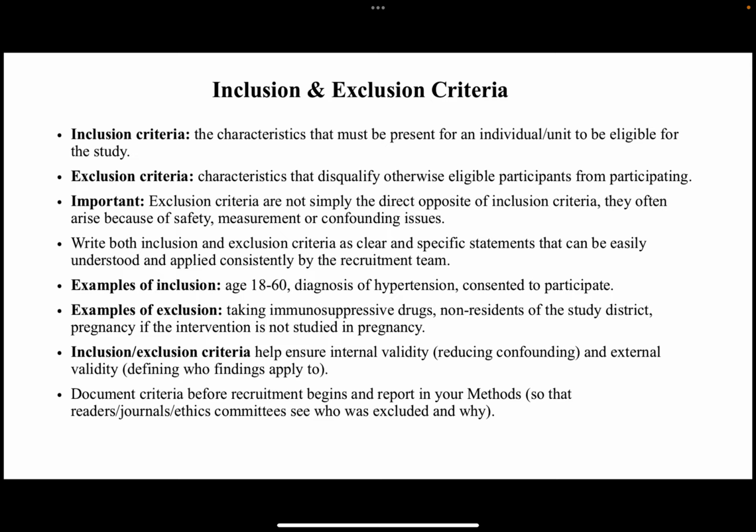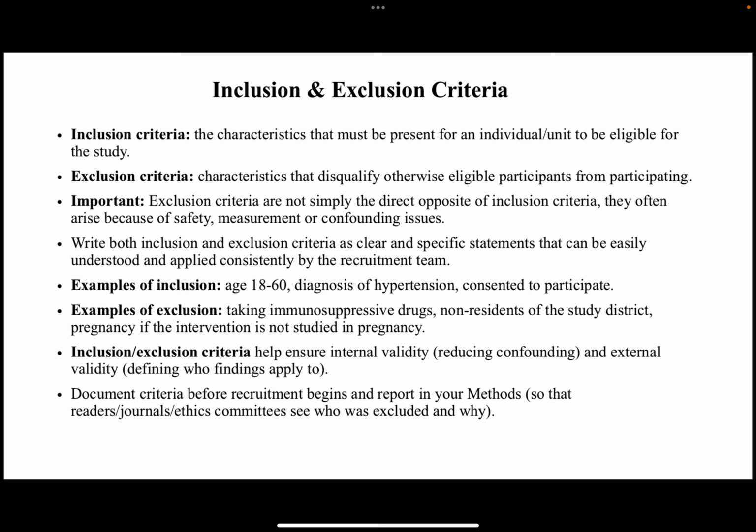One thing you should notice is that exclusion criteria are not simply the direct opposite of the inclusion criteria. Okay, they often arise because of, let's say, safety issues or measurements or confounding issues in research. Is that okay? Now, write both inclusion and exclusion criteria as clear and specific statements that can be easily understood and applied consistently by the recruitment team.